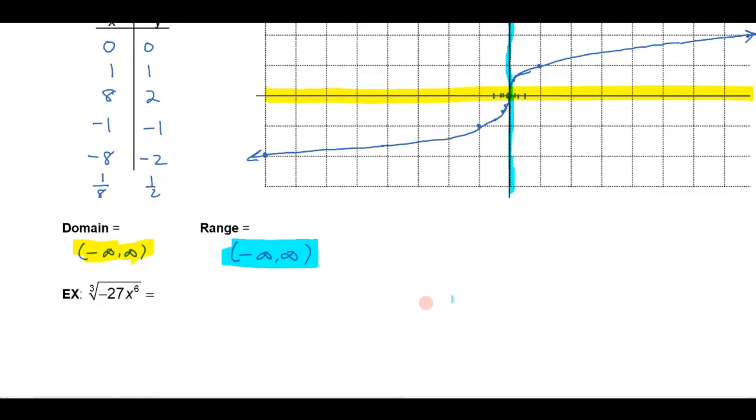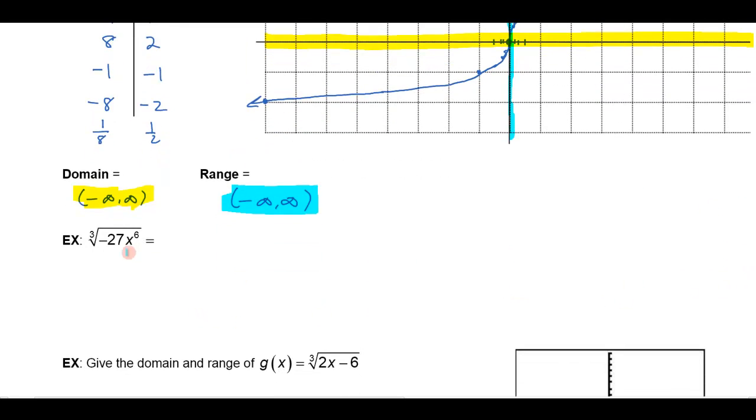Let's do one more example right here. If I had the cube root of negative 27x to the 6th, then I want to think to myself, well, what could I cube to get negative 27? Well, that would be negative 3. And then what would I cube to get x to the 6th? Well, that would have to be an x squared, right?